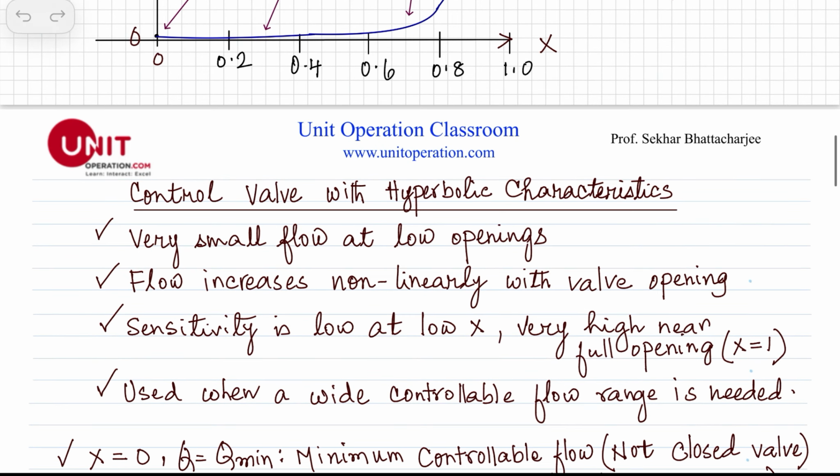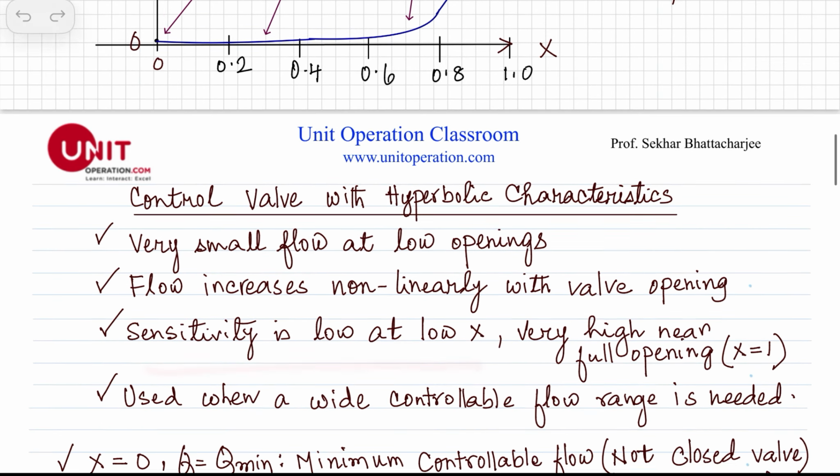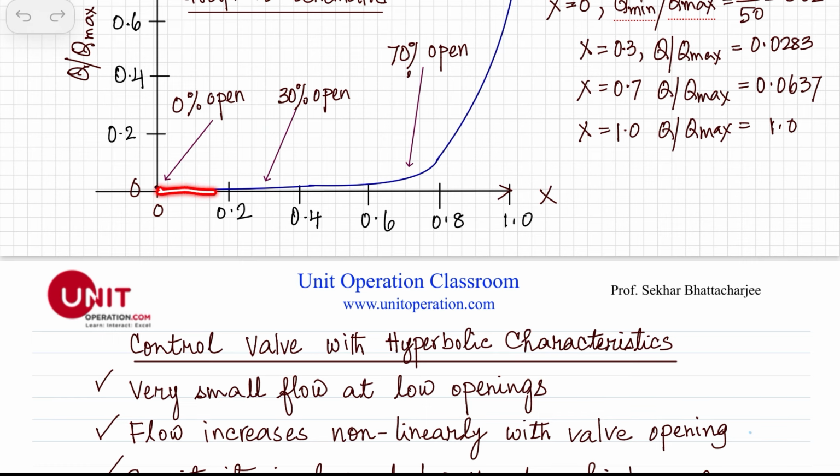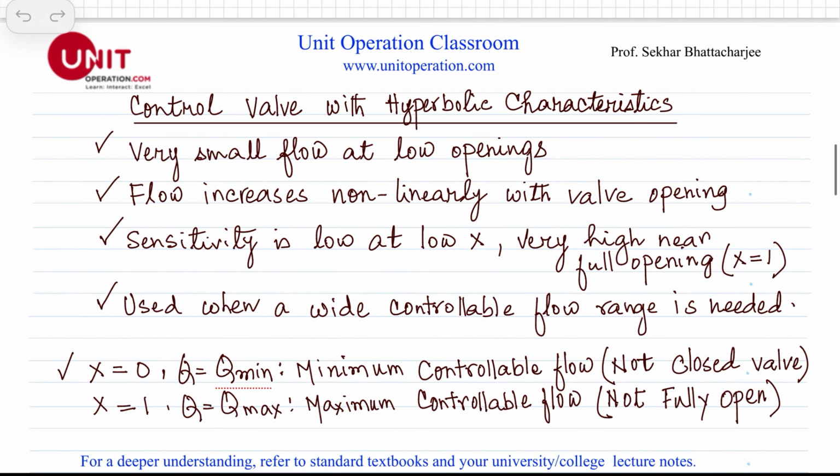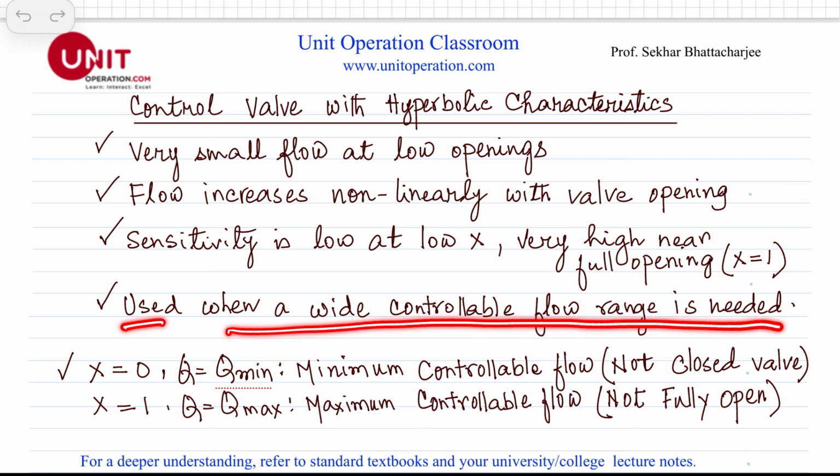Okay. Sensitivity is low at low X. That means even if we change the valve stem position quite a lot, open the valve, the flow rate does not change that much. So very low sensitivity. But right here, near the maximum flow, we have a very high sensitivity. Slight change leads to a very big change in the flow rate. Okay. These types of valves are used when a wide controllable flow range is needed.